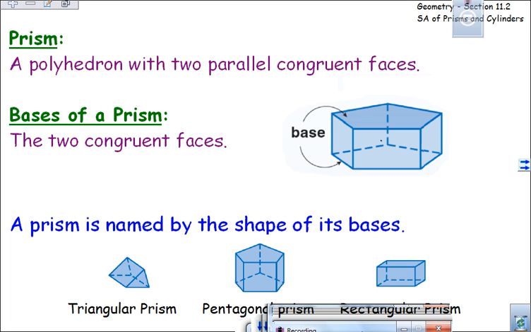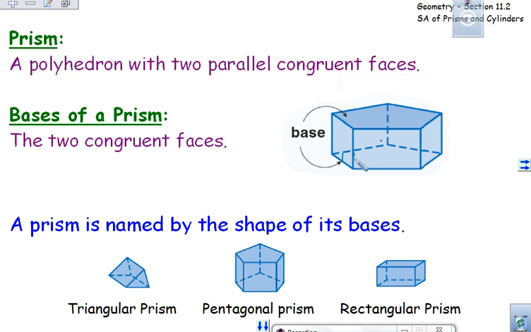This is lesson 11-2, surface area of prisms and cylinders. A prism is a polyhedron with two parallel congruent faces. So notice in this picture, this is a base, which is a pentagon, and the top is a base. They are congruent faces, so this would be a pentagonal prism. A prism is named by the shape of its bases.